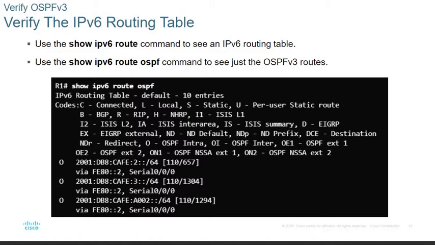Verify the IPv6 routing table. Use the show ipv6 route command to see an IPv6 routing table. Use the show ipv6 route ospf command to see just the OSPFv3 routes.